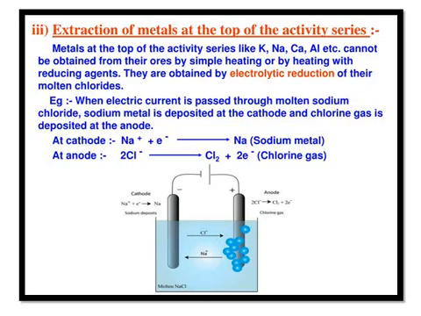At the cathode, sodium ion plus an electron gives neutral sodium, with reduction. At the anode, two chloride ions give neutral chlorine with the loss of two electrons. Similarly, aluminum is obtained by the electrolytic reduction of molten aluminum oxide, which is called alumina.